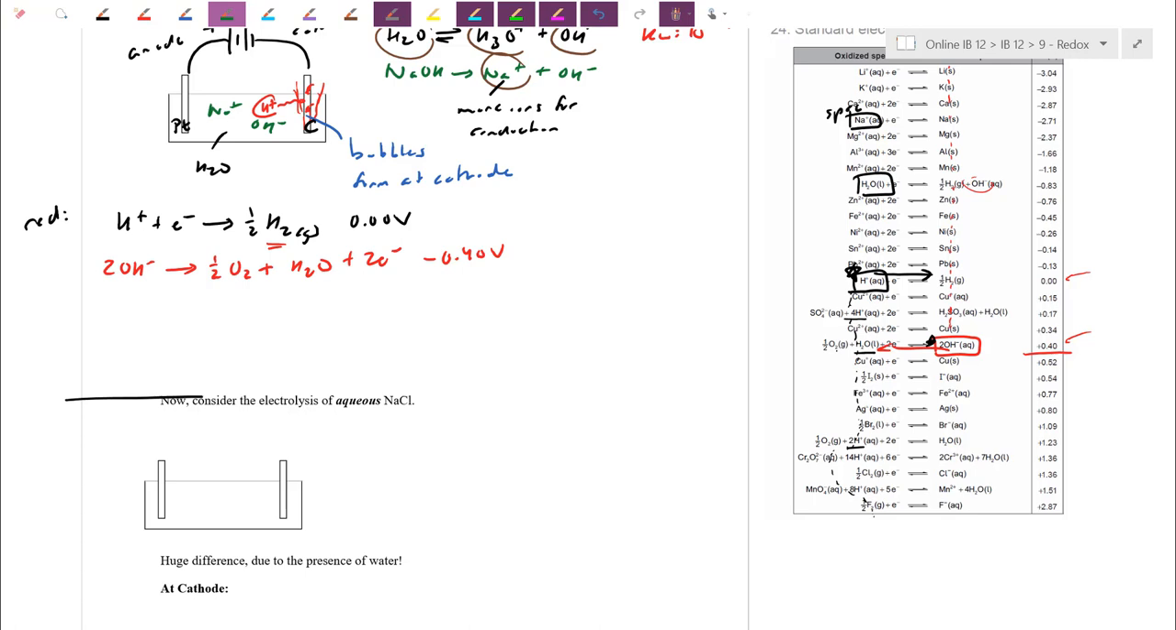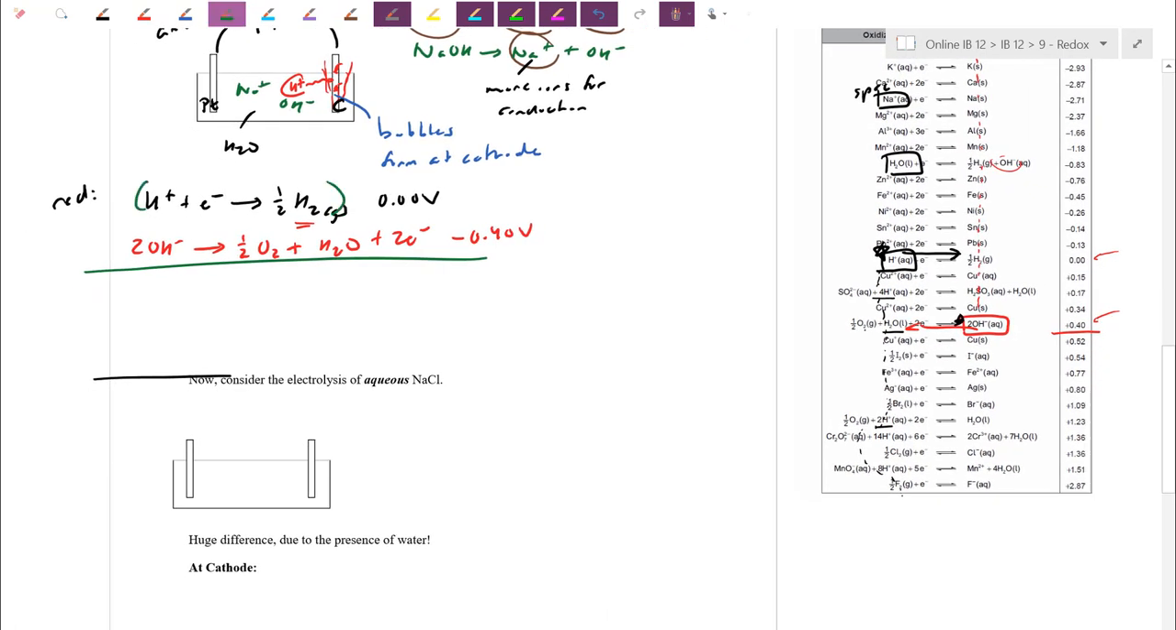Now, I know the half equations themselves were balanced, but now that I'm trying to mix and match these two together, I still need to do lowest common multiple. So let's multiply this first equation by 2. The voltage doesn't multiply. Remember, that's already per charge. So let me write this out here. 2H plus and 2 hydroxide end up producing hydrogen gas. We end up generating half a mole of oxygen gas, and we have water. The electrons were set up to cancel out, so that's not going to be on either side. And lo and behold, the E cell is 0 minus 0.4, so negative 0.40.